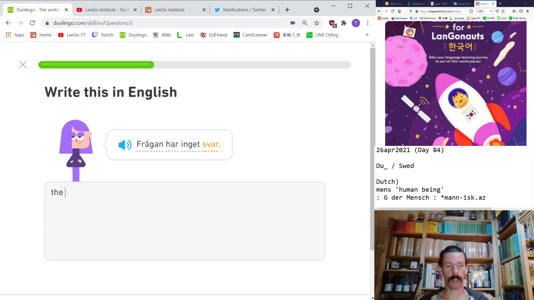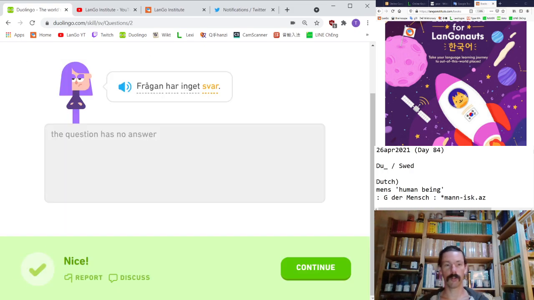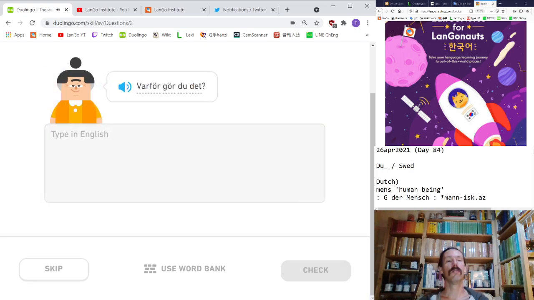The question is the meaning subject. Has no answer. Varför gör du det? Det. The T is dropped. Varför gör du det? Why? Wherefore? Meaning why? For what? Gör du det? Why are you doing it? Doing it. We could say it or that.